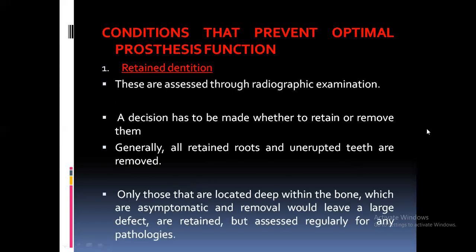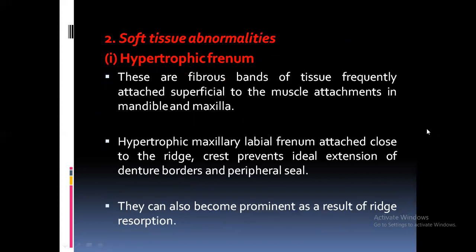So first one, conditions that prevent optimal prosthesis function. Under this, first one, retained dentition. Retained dentition includes retained roots and unerupted teeth, and these are assessed through radiographic examination. A decision has to be made whether to retain or remove them. Generally, all retained roots and unerupted teeth are removed. Only those that are located deep within the bone, which are asymptomatic and whose removal would leave a large defect, are retained, but assessed regularly for any pathologies.